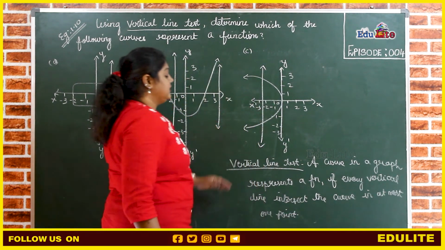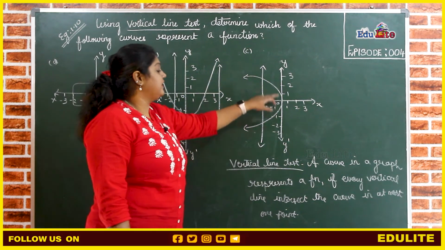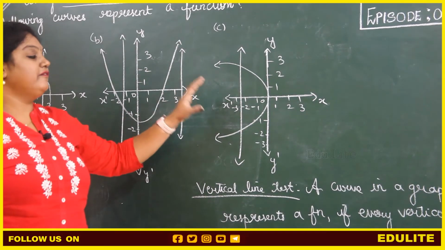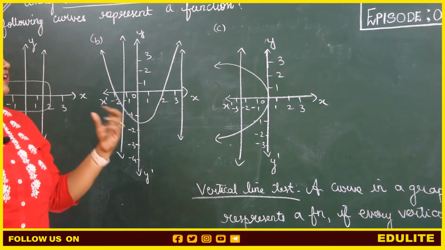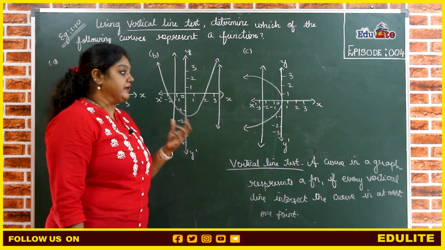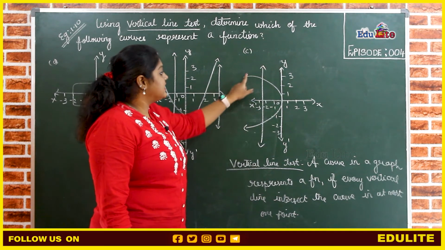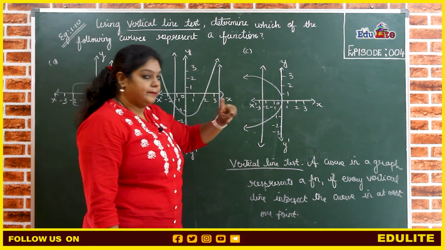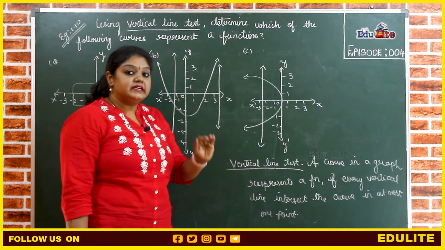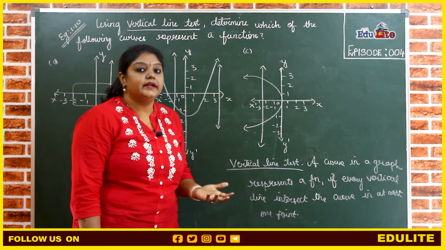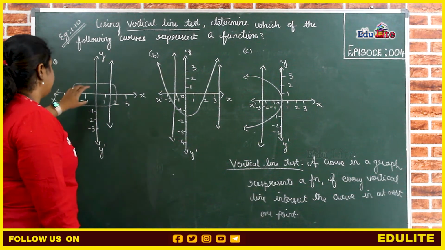So what it means is, in a vertical line test, a curve in a graph is given and it is used to find whether the given curve is a function or not. And how to find that is, if the vertical line intersects the curve in at most one point, then the given curve is called a function. If it intersects at more than one point, then it is not a function. Let us see one by one.